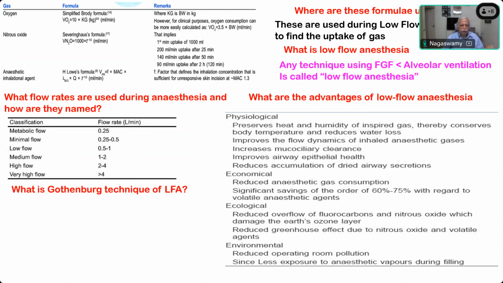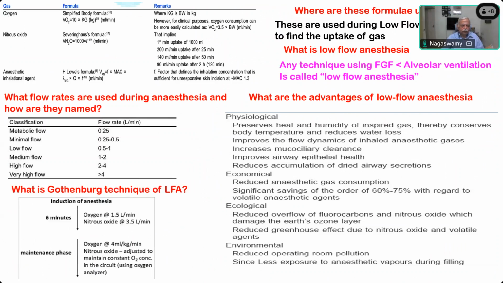And what is Gothenburg technique of low flow anesthesia? Have you heard of this terminology? No, sir. So when you start the induction, for 6 minutes you give oxygen 1.5 liters per minute and nitrous oxide 3.5 liters. Then after that you start the maintenance phase where you reduce the oxygen to 4 ml per kg per minute, and nitrous oxide is adjusted to maintain constant oxygen concentration in the circuit using an oxygen analyzer. Okay, this is called the Gothenburg technique of low flow anesthesia.